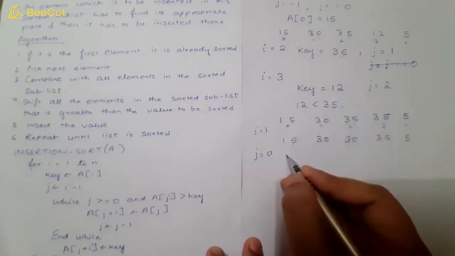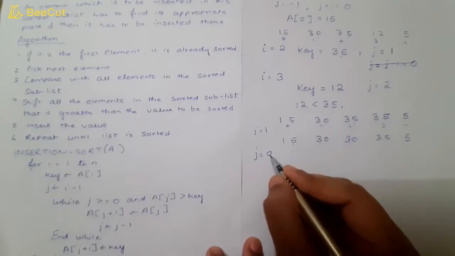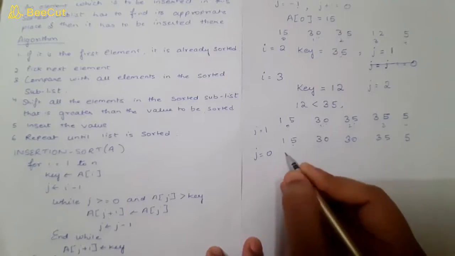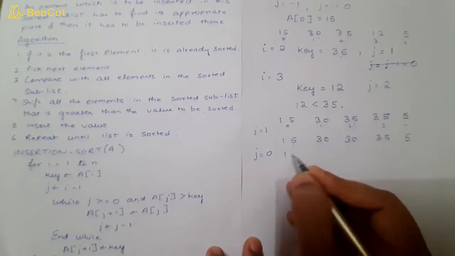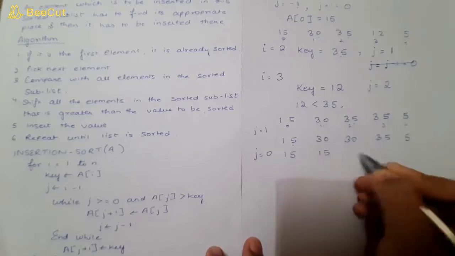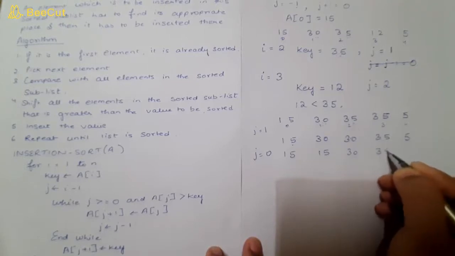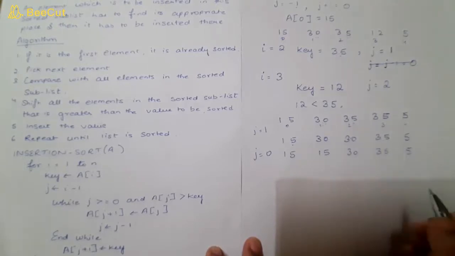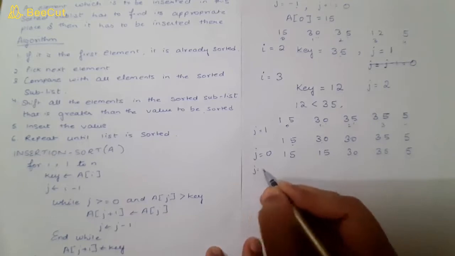So again, a of j will come in a of j plus 1. j plus 1 means at a of 1 here, what will come? A of j, 15 will come. So you'll get 15, 15, 30, 35, 5. After that, j will be decremented, j will become -1.